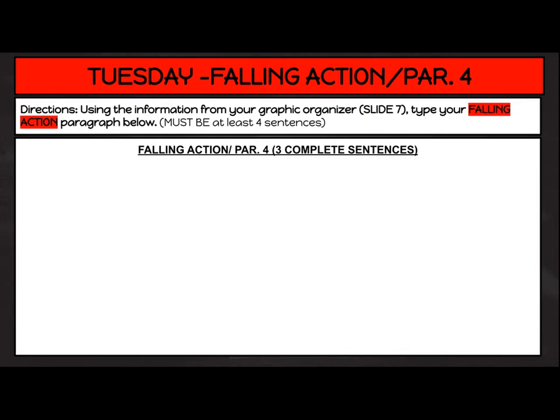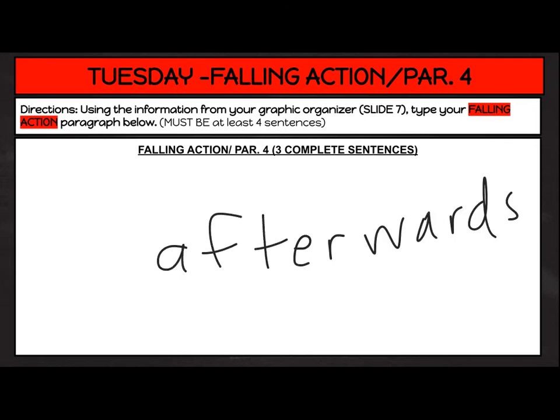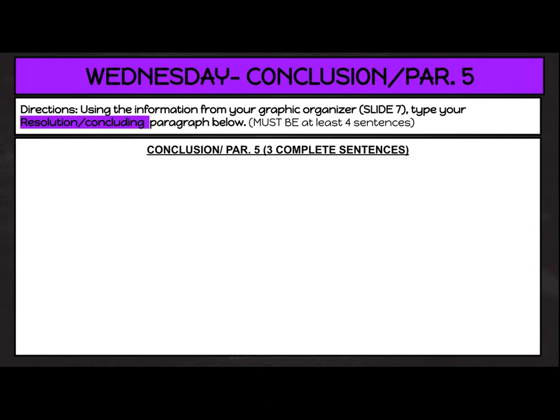So if it's a travel experience, what happened after you got there? So think about what happened afterwards. Or look back at your planning document just to see what you said as your bullet points. Or maybe it's your lessons learned. 3 sentences here. Then you write your conclusion or your resolution.